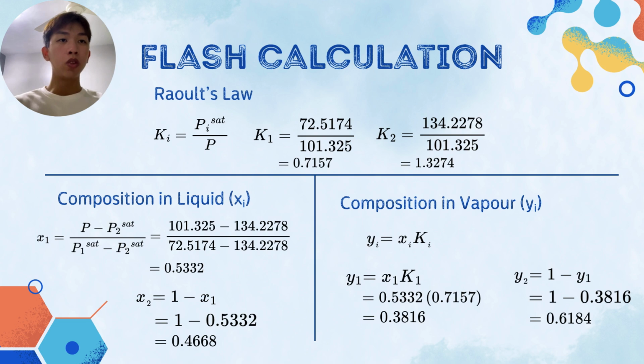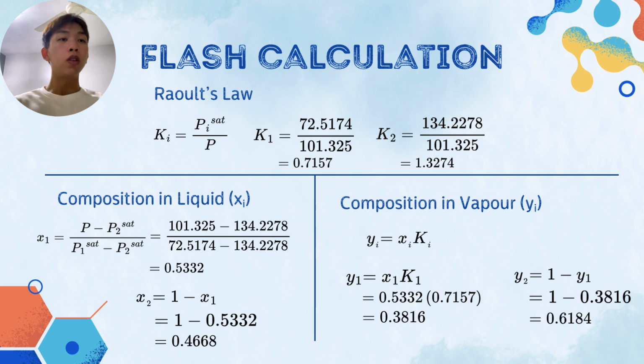And next, we use Raoult's law to calculate the coefficient K. The formula for coefficient K is P saturated over the total pressure. Then we get both of the ethanol and chloroform coefficients, which are 0.7157 and 1.3274. Then we calculate the composition in liquid. The formula used is X1 equal to P minus P2 sat over P1 sat minus P2 sat. So we plug in all the values and we get 0.5332. And the remaining is X2, so we use 1 minus X1, then we get 0.466x.